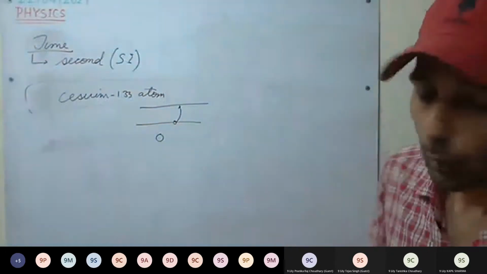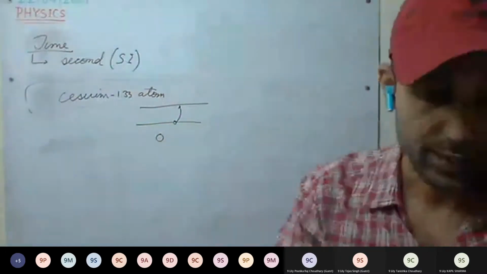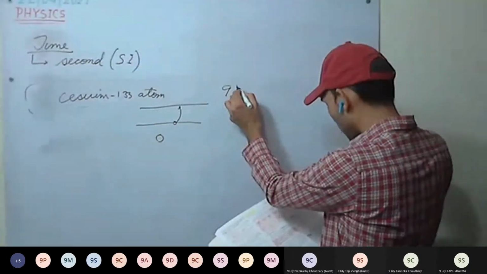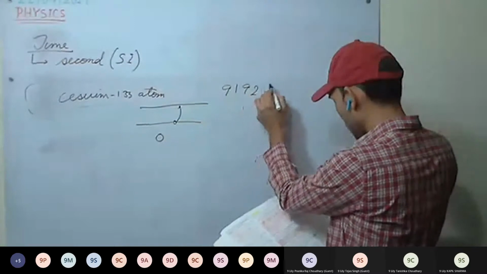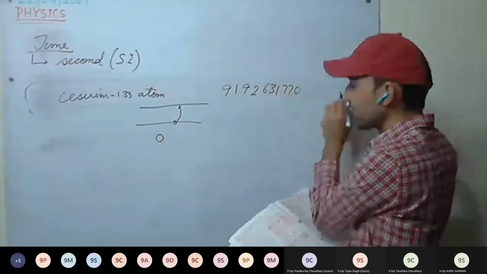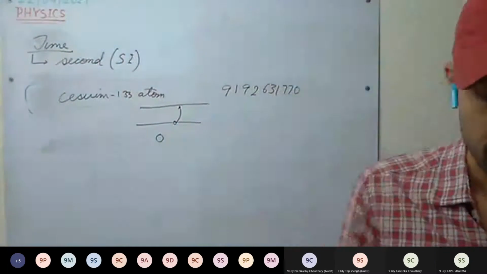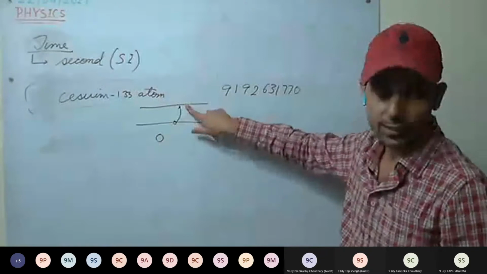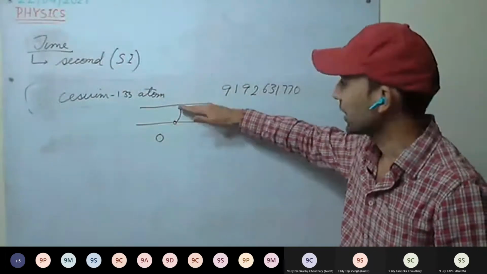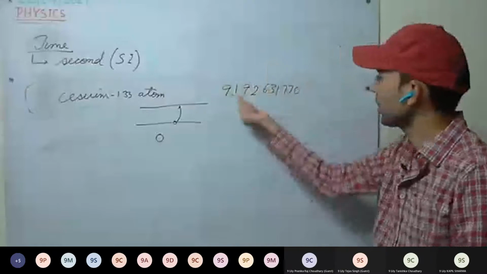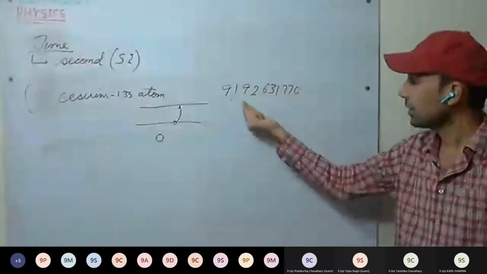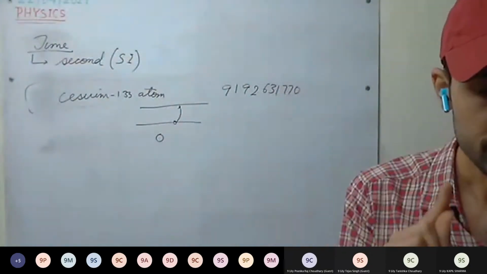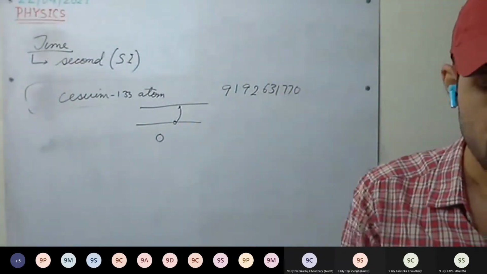Now, how many radiations are we going to take? 1 second is the time interval of 9,192,631,770 vibrations of the radiation. As this atom transits between two hyperfine levels, it radiates these many vibrations, and the time taken for these many vibrations of the radiation is called 1 second.